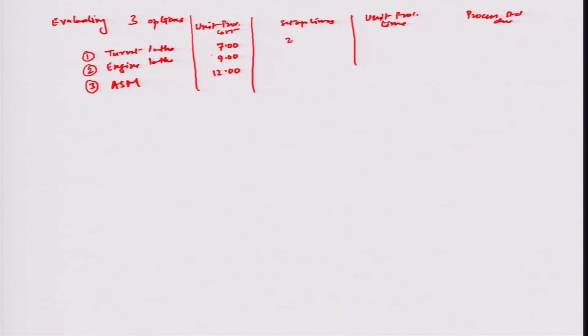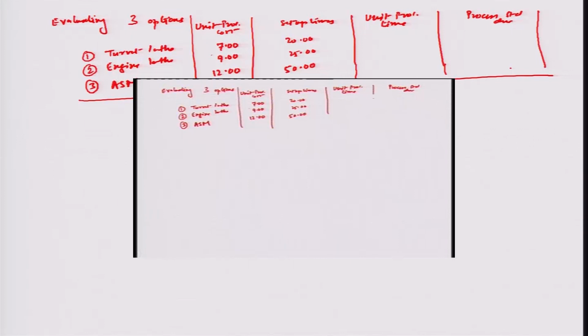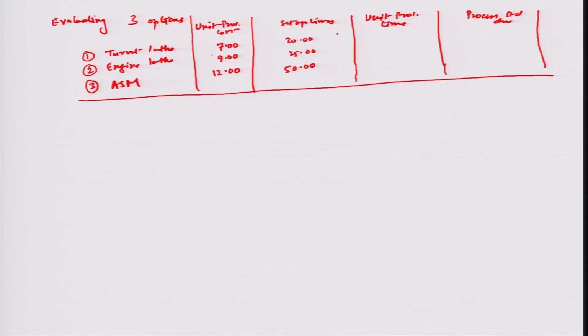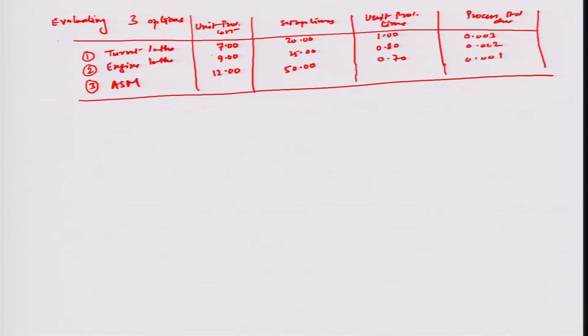Different setup times, which were 20 minutes for option 1, 25 minutes for option 2 and 50 minutes for option 3 respectively. The unit processing time, that is processing time per unit, for the turret lathe was reported to be about 1 minute per unit, 0.8 minutes for the engine lathe, and 0.70 minutes in the ASM, the automatic screw cutting machine. Similarly, the process standard deviation recorded for these three manufacturing options was 0.003 in the first case, 0.002 in the second case, 0.001 in the third. The minimum standard deviation, or most accurate system, was the ASM.